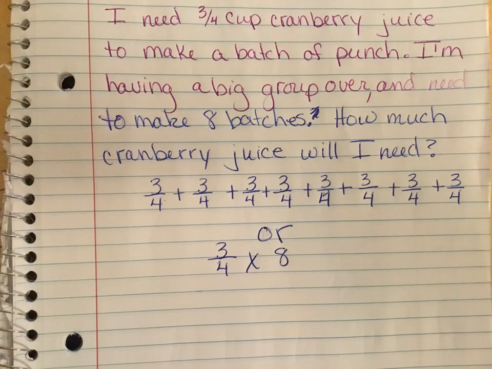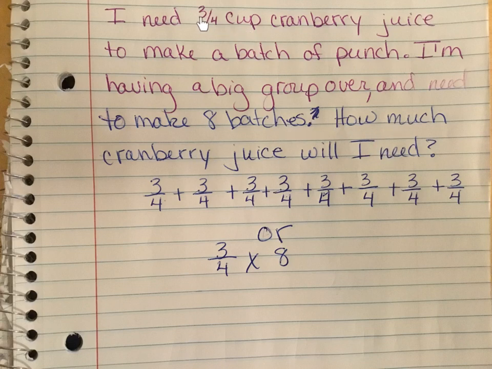Okay, so our problem here, you don't have to write down the whole problem, but you do need to write down the numbers at the bottom here. It says, I need 3/4 a cup of cranberry juice to make a batch of punch. Batch means one whole complete recipe. I'm having a big group over and need to make 8 batches. How much cranberry juice will I need?